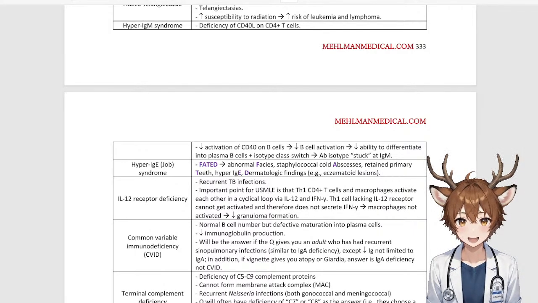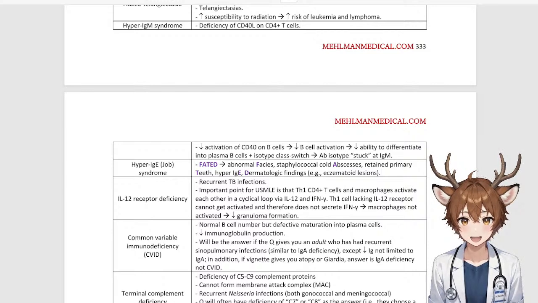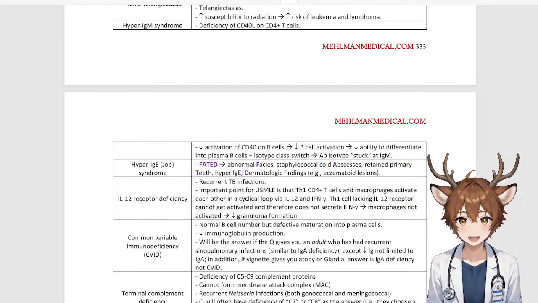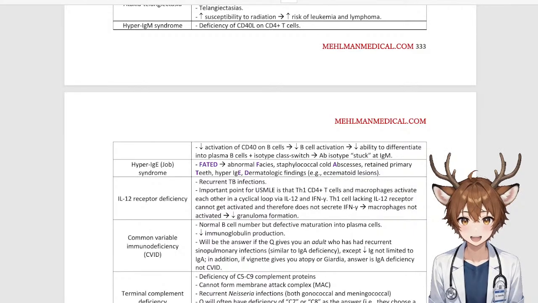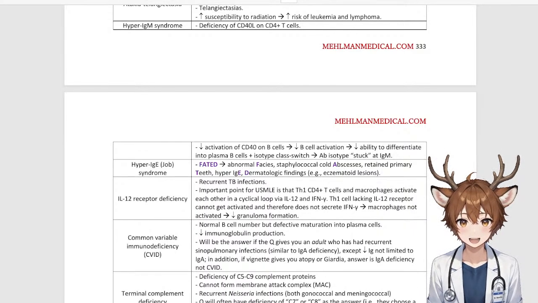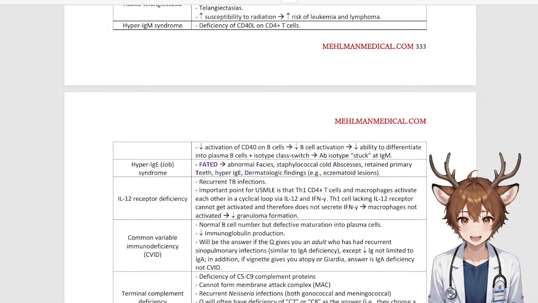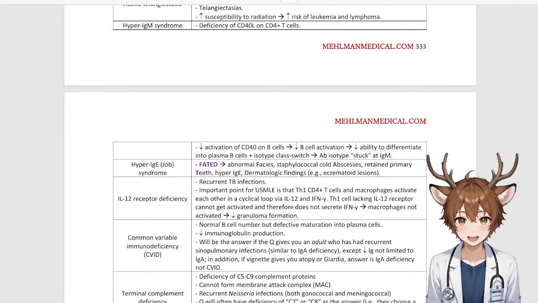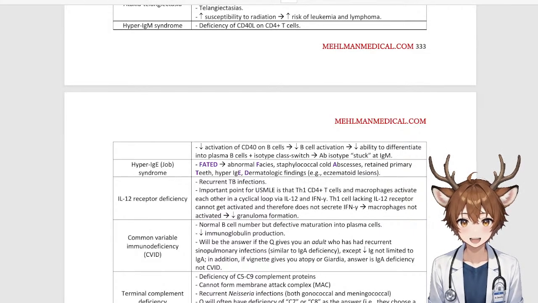IL-12 receptor deficiency. Recurrent TB infections. Important point for USMLE is that the Th1 CD4 positive T cells and macrophages activate each other in a cyclical loop via IL-12 and interferon gamma. A Th1 cell lacking the IL-12 receptor cannot get activated and therefore does not secrete interferon gamma, leading to macrophages not being activated, therefore a decrease in granuloma formation.